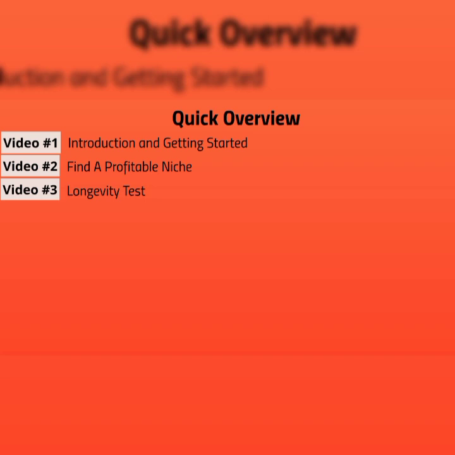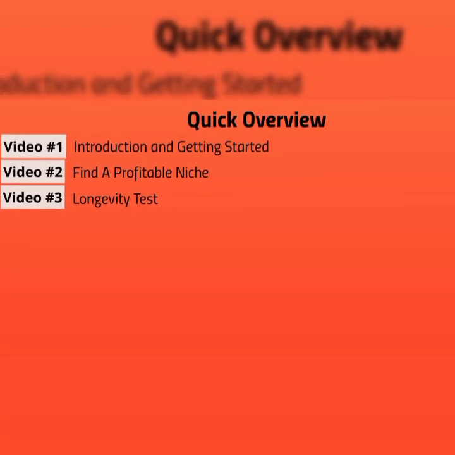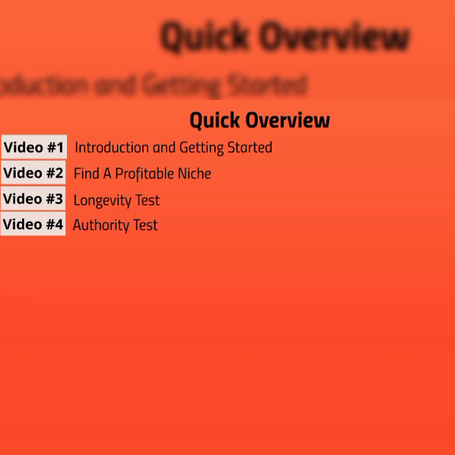And in video number 3, we're going to do the longevity test to make sure that the niche can last a long time, for decades, literally. In video number 4, we're going to talk about the authority test to make sure that you are indeed the authority. How do you know? We'll ask some questions that you can answer, and we'll put you through some tests to make sure that is the case. And of course, number 5 is going to be the competition test to make sure that you have enough competition.